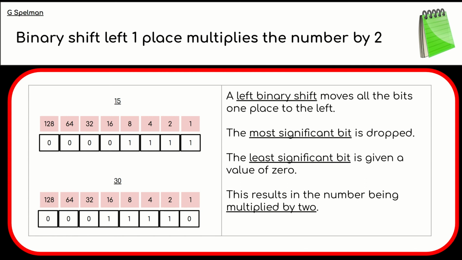Again, time to take stock of where you are now with your knowledge, and a takeaway again for your green book. This time we're looking at a binary shift left one place. So again, I have taken a value, this time 15. I've represented that in binary, and I've shown you that after a left shift one place, we have ended up with 30, so double the number. So on the right here, you can see that this describes what has just happened, that all the bits have moved to the left, the most significant is dropped, the least significant is given a value of 0, and this means we have multiplied by 2. So pause the video to take down your notes.